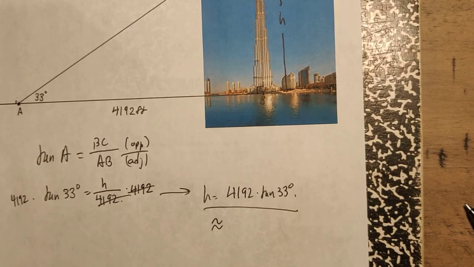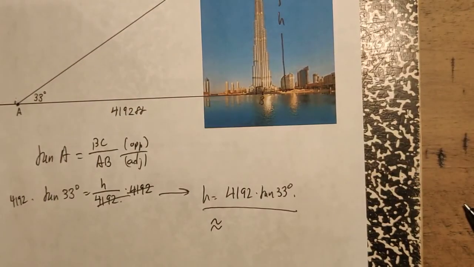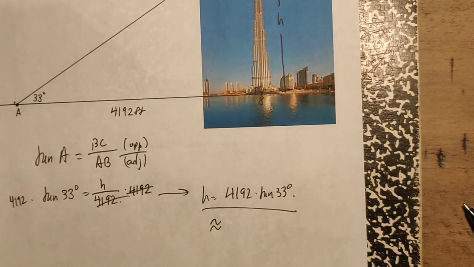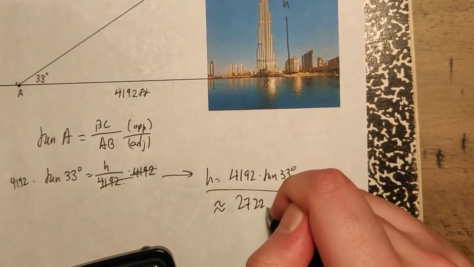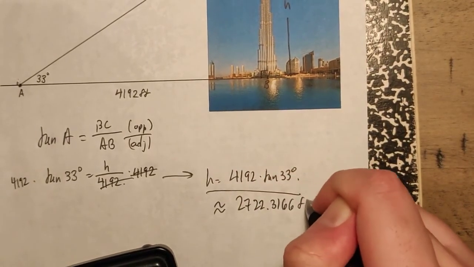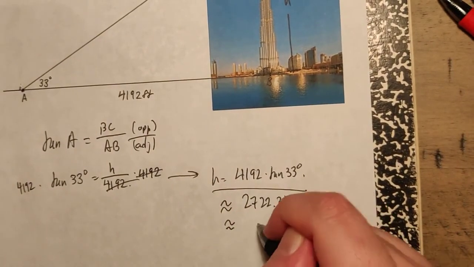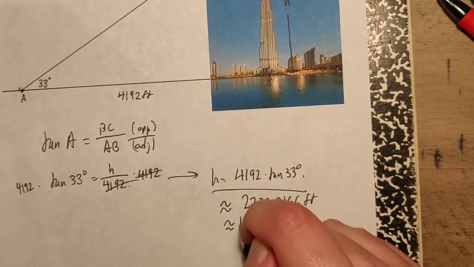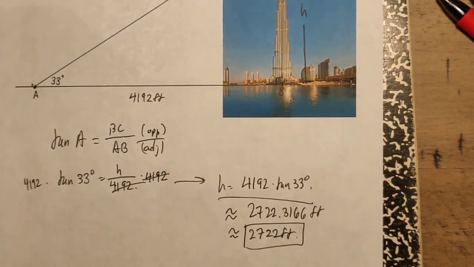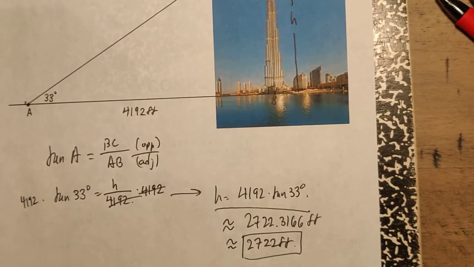So I'm going to use my calculator over here. As you can see, here's my calculator. I'm going to be using that. And you'll find that the calculation tells you that this is approximately 2,722.3166 feet. Now, of course, we can round this. We're going to round it to approximately the nearest whole integer, which is 2,722 feet. And that tells us that the height of the tower to the nearest foot is 2,722 feet.